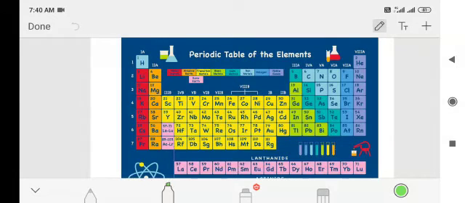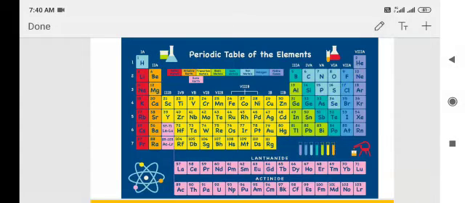Then the left and right wings of the periodic table: the left side is mostly metals, and the right wing, this side, is mostly non-metals. Both these wings together we call the normal representative elements. These are some of the basic characteristics of the periodic table.